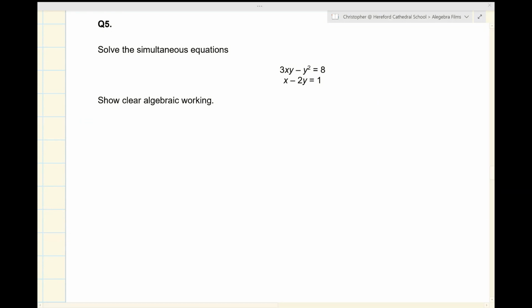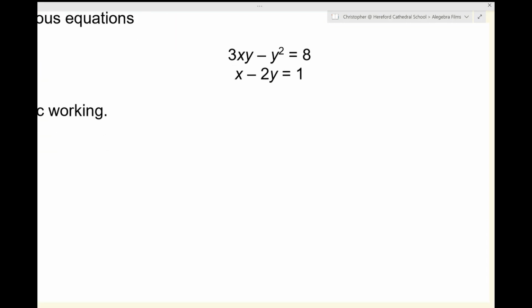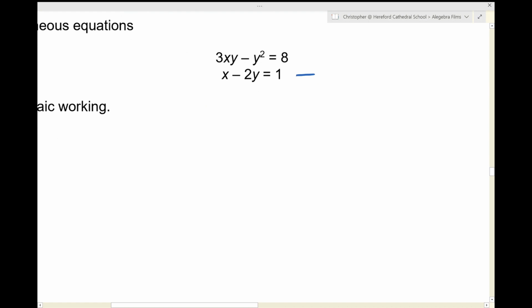Question 5. Now in question 5, I've got an equation, the second equation here. I'm going to rearrange that equation to give me an expression for x, because if I add 2y to both sides, then this equation tells me that x is equal to 1 plus 2y. And now I'm going to substitute this expression for x into my top equation.